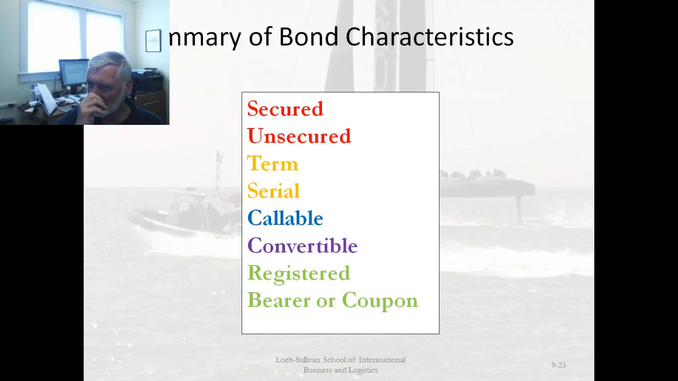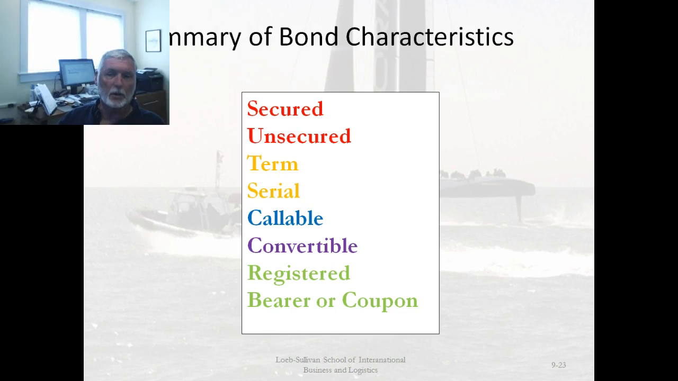So here's just a summary of what we talked about. We've got secured bonds and unsecured bonds. We've learned the difference between them. I didn't talk about term and serial bonds, but term bonds are by far the most common bonds. The term bond means that the principal is paid back at the end of the bond. Probably 95, 98% of bonds are term bonds. Serial bonds would mean part of the principal is paid back each time a payment is made, more like a home mortgage. They're not very common. Most bonds are term bonds.